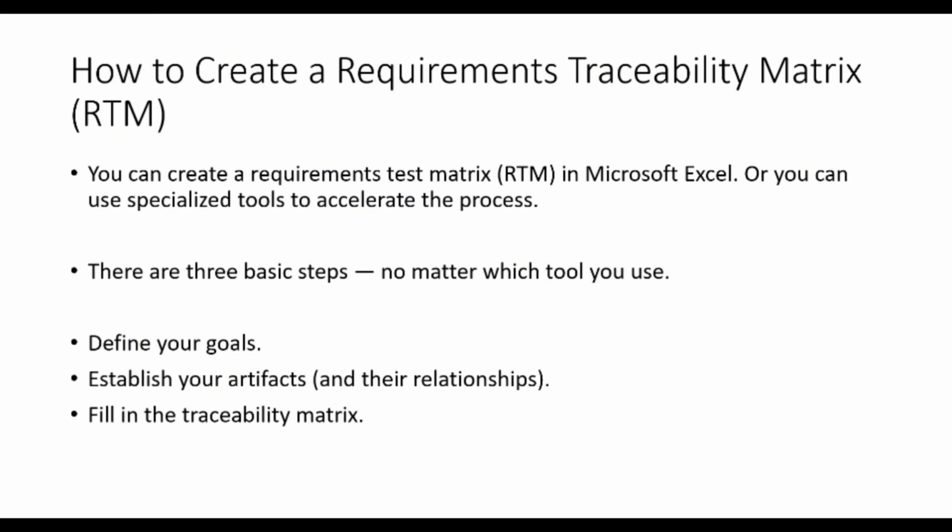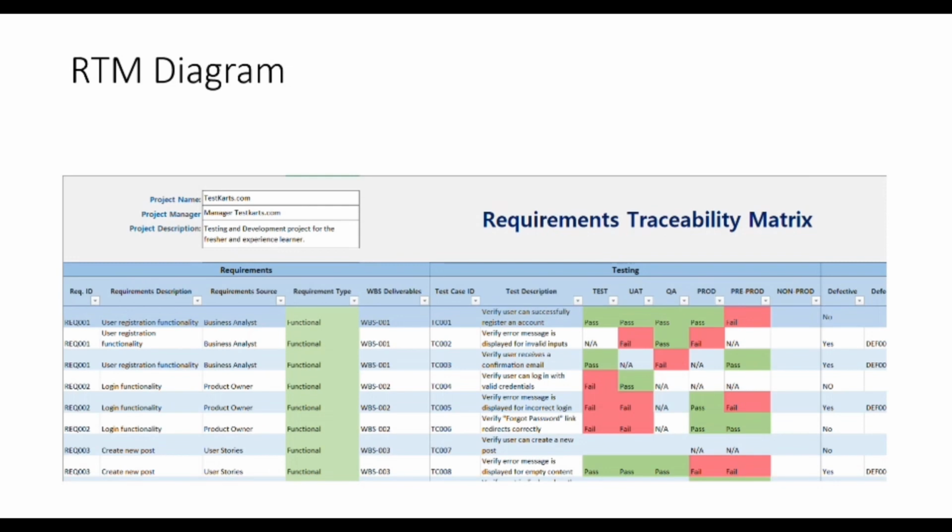How to create a requirement traceability matrix? For this you need to follow my whole video. You can create a requirement traceability matrix, RTM, in Microsoft Excel, or you can use specialized tools to accelerate the process. There are three basic steps, which we follow in industry and in IT: define your goals, establish your artifacts and their relationships, and fill in the traceability matrix.